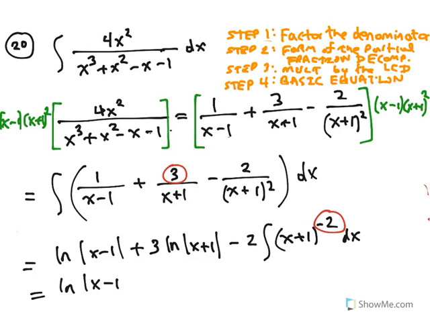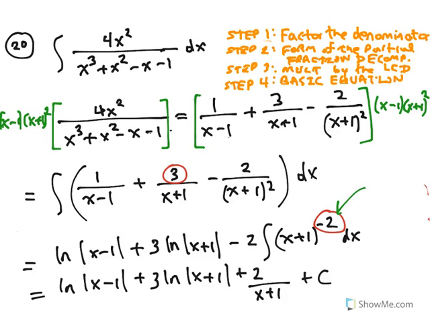So we're going to have natural log of the absolute value of x minus 1 plus 3 times the natural log of the absolute value of x plus 1. And then add 1 to negative 2. Negative 2 plus 1 is negative 1, and divide by negative 1, which is the same as multiplying by negative 1. So I get plus 2 times (x plus 1) to the negative 1 power, or x plus 1 to the first power written in the denominator, plus constant of integration c. And there it is. We're done with the problem. And this particular problem was done using partial fraction decomposition.